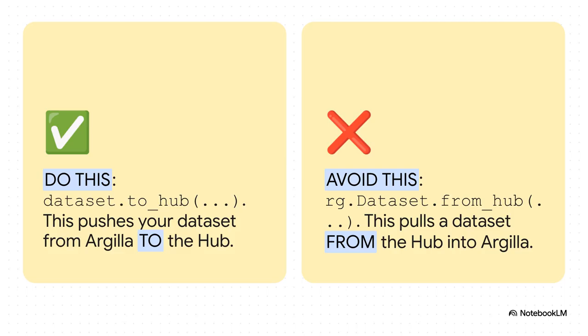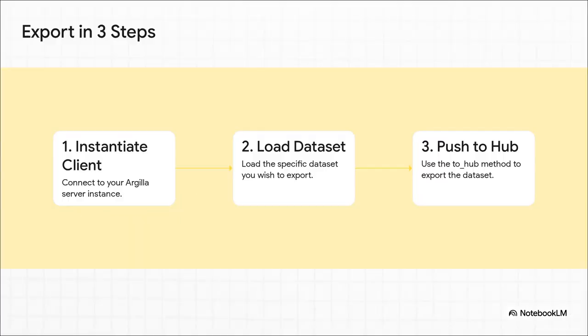To get your work out, you need to do the opposite. You need to push it out. And that's what to-hub is for. Just remember, to-hub pushes out, from hub pulls in. Simple as that. And that whole export process, it literally boils down to just 3 simple steps. We're talking a few lines of Python code. It's so much more straightforward than you might think. Let's just walk through them right now.